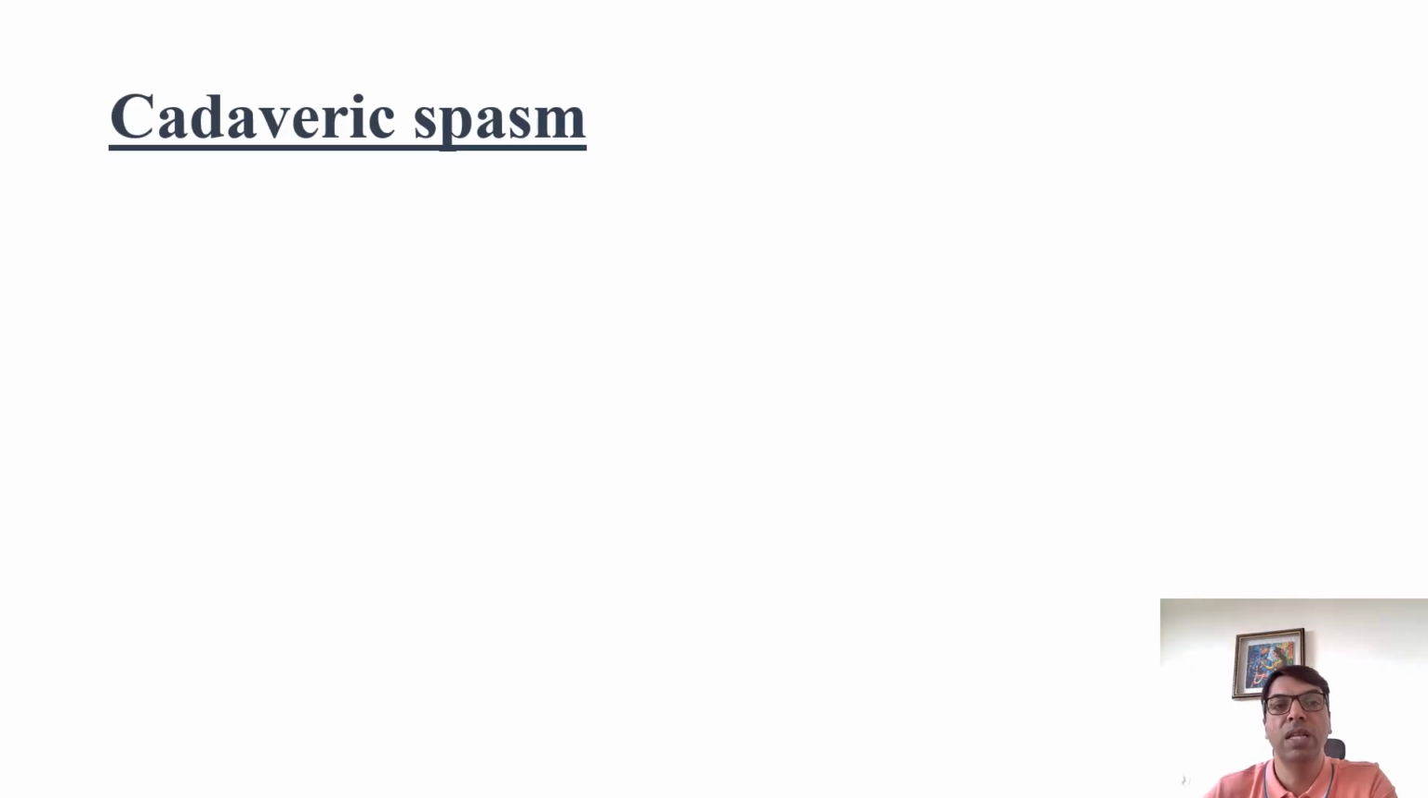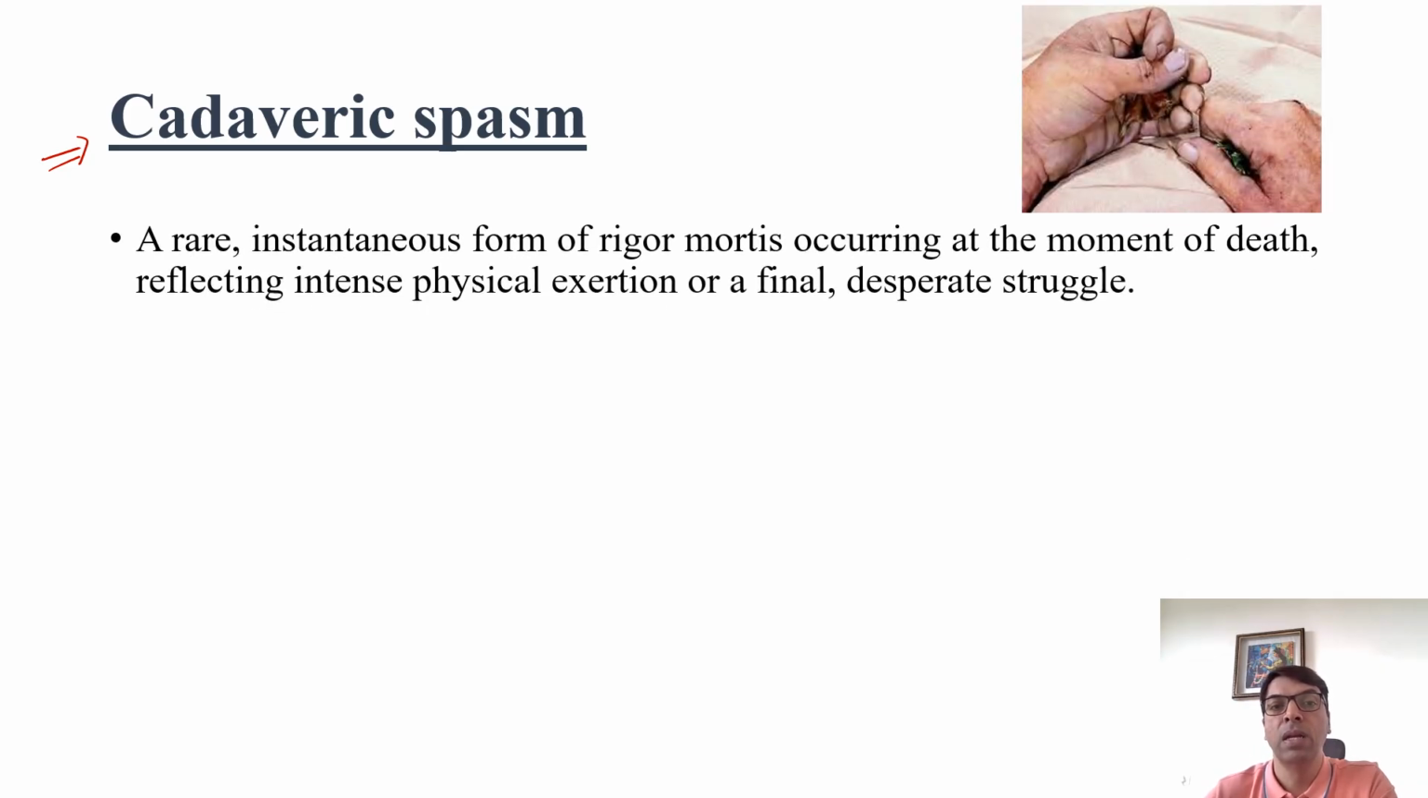Cadaveric spasm. Another characteristic finding which we see in cases of drowning is cadaveric spasm. It is an instantaneous form of rigor mortis. We all know what is rigor mortis. If it is not clear to you, please write in the comment box. I'll explain what is rigor mortis.